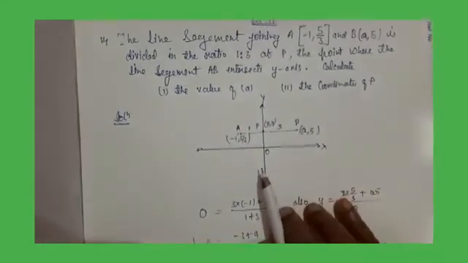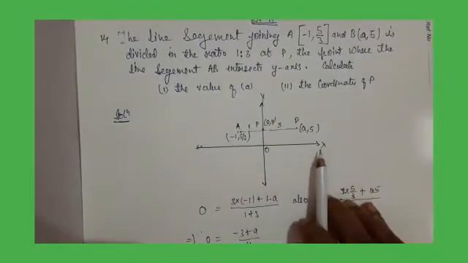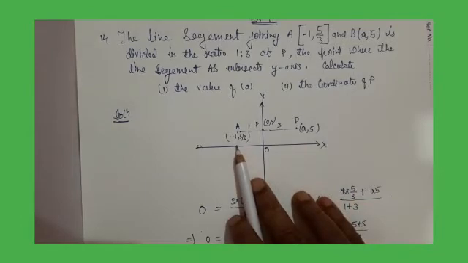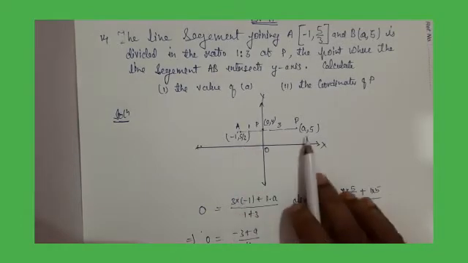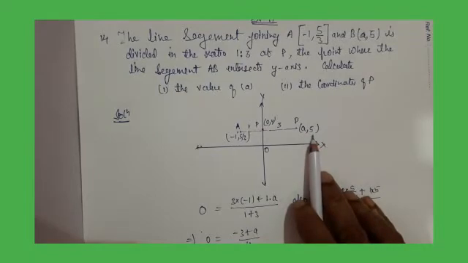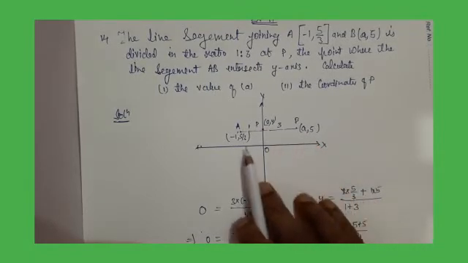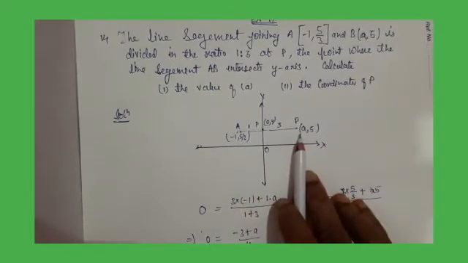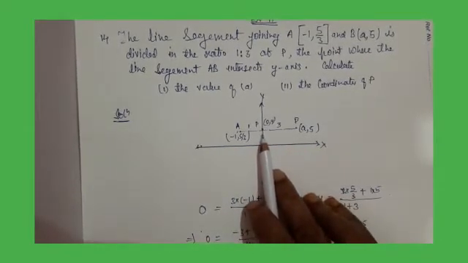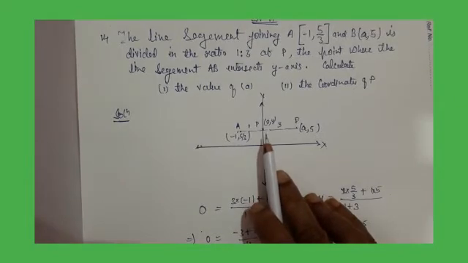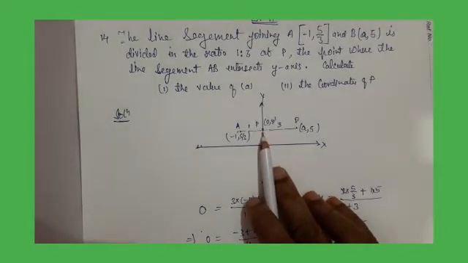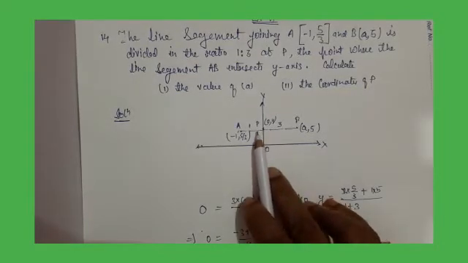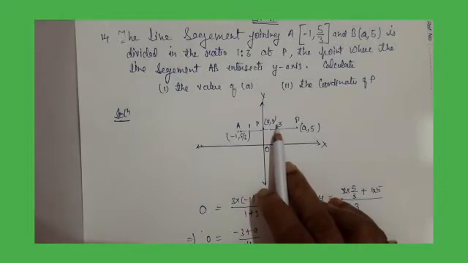So first let us draw a coordinate axis in order to understand. Now A is the point (-1, 5/3) and B has coordinates (a, 5). Now the line joining the points A and B intersects the y-axis at point P. As it is intersecting the y-axis at point P, we can see that its x coordinate becomes 0. So let the coordinates of P be (0, y).